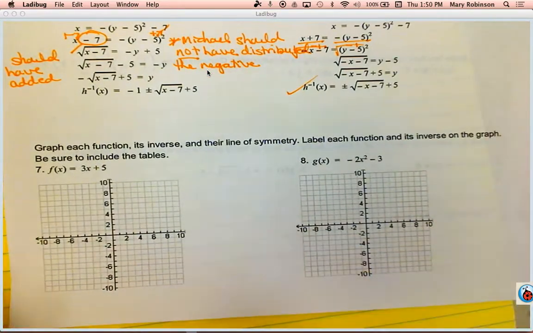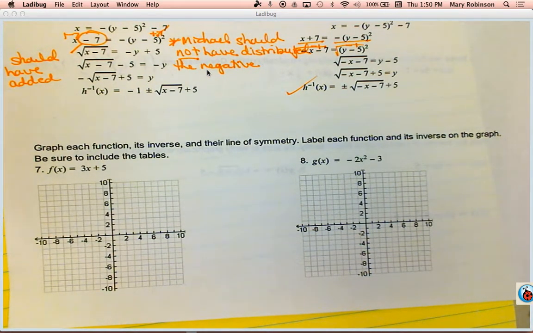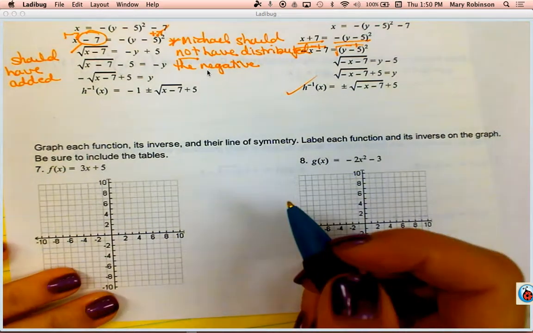So moving on to 7 and 8, you're asked to graph each function, its inverse, and their line of symmetry, and label each function and inverse on the graph. Be sure to include tables.